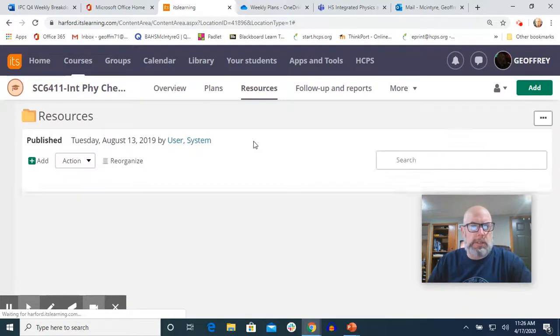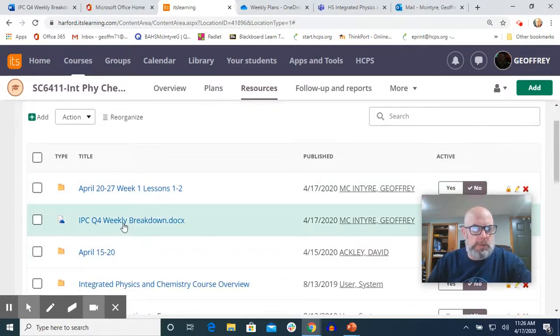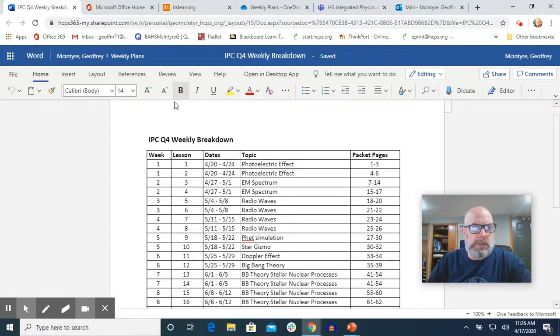In It's Learning, everything's going to be in the resources for you. We're going to keep it easy unless we come up with some other easy ways to do this. Everything will just be in resources, and then the announcements, I suppose. So there's the weekly breakdown we were just talking about.